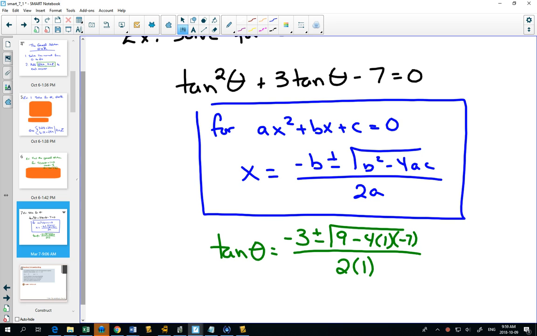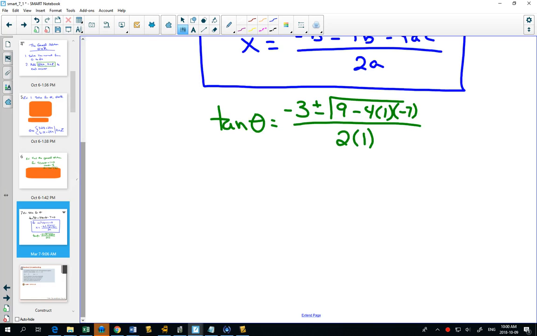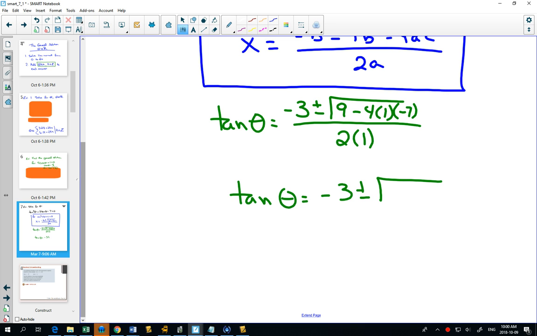Our a value is 1 because we have 1 tan squared. Our b value is 3 because we have 3 tan theta. And our c value is negative 7. And simplifying this, we will get tan theta equals negative 3 plus or minus the square root of 9 plus 28, all over 2. And we can write 37. We'll do that next.